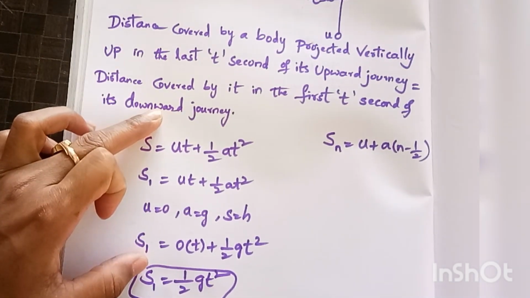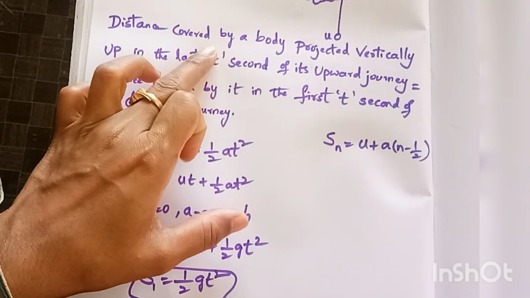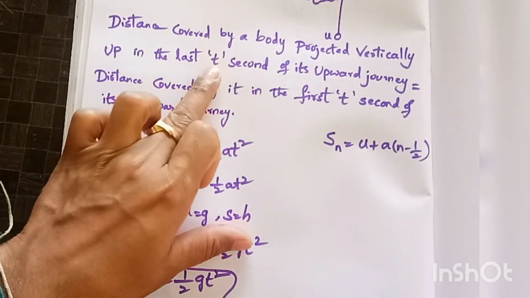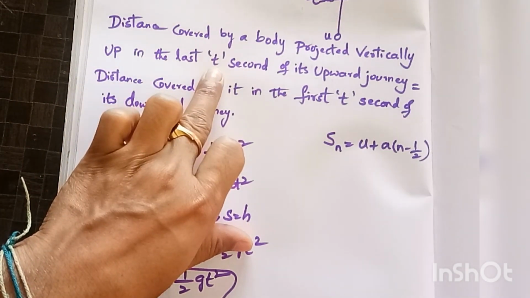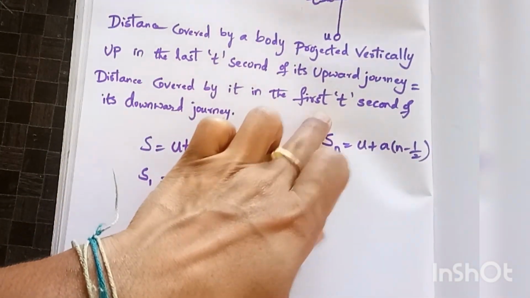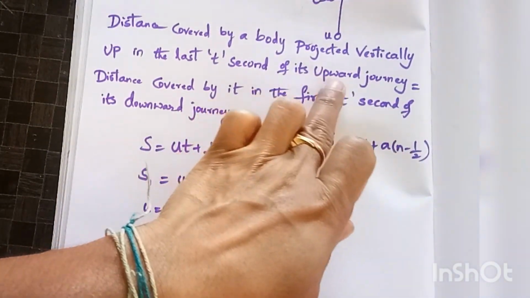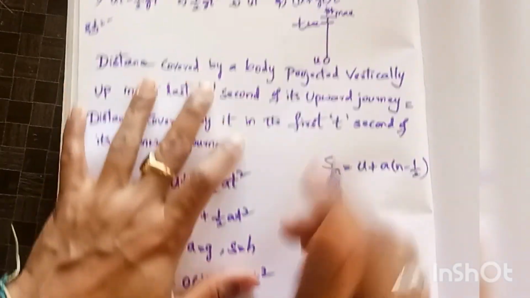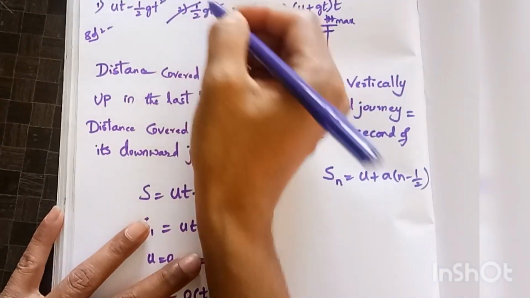So this will be equal to the distance covered by the body vertically projected up in the last t seconds of its upward journey. The first t seconds of the downward journey will be equal to the last t seconds of the upward journey. So the answer will be half gt square.